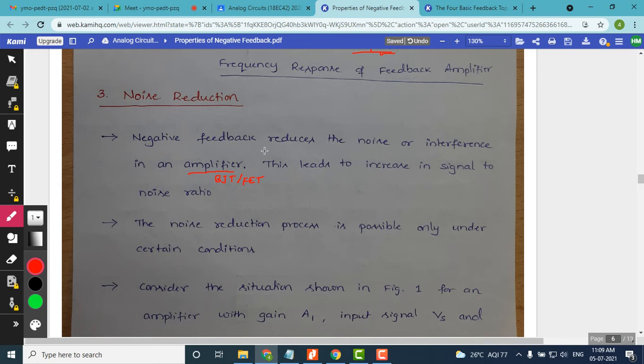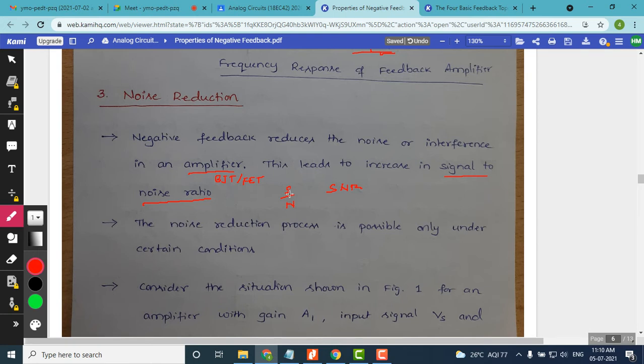Now by applying negative feedback, the amount of noise gets reduced. And once noise gets reduced, there is an important performance metric called signal to noise ratio. This term becomes familiar when you go to higher semesters and study subjects related to communication systems. You will pay attention to this SNR. SNR stands for signal to noise ratio, the ratio of signal to noise.